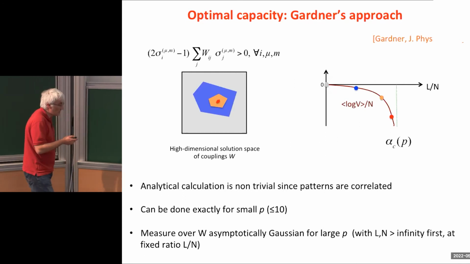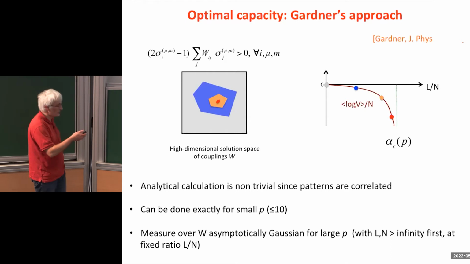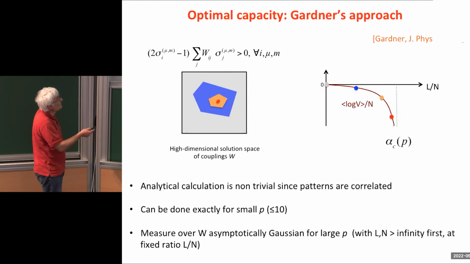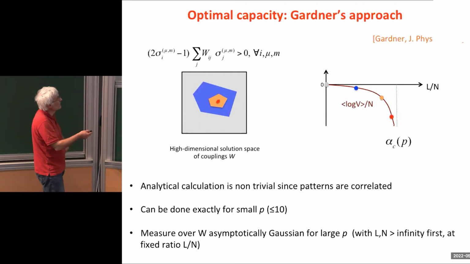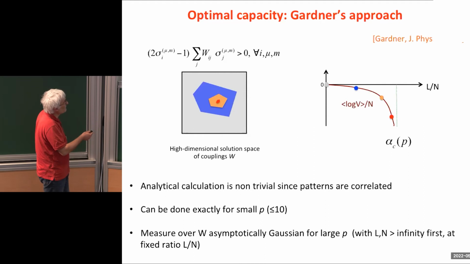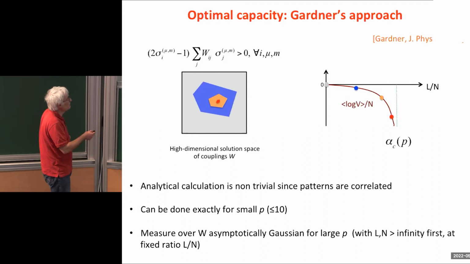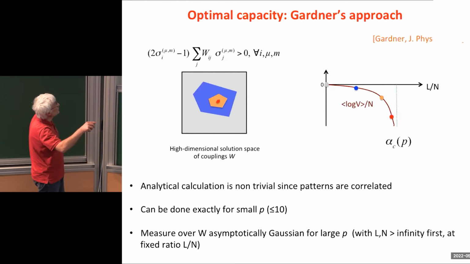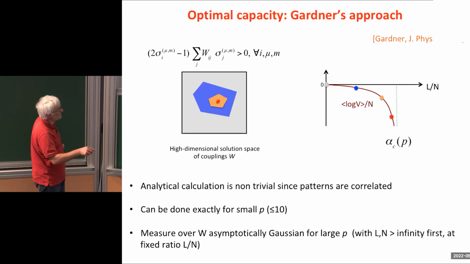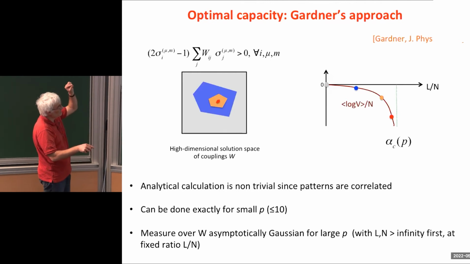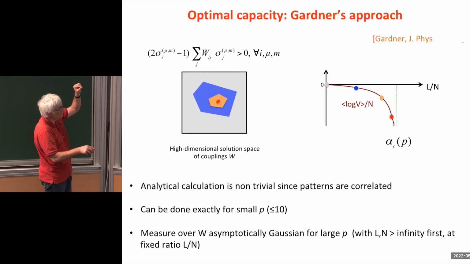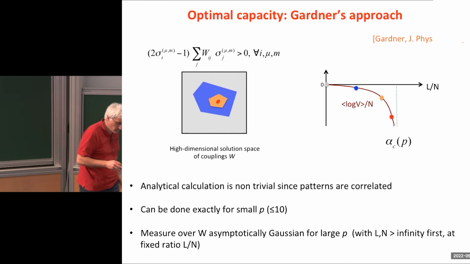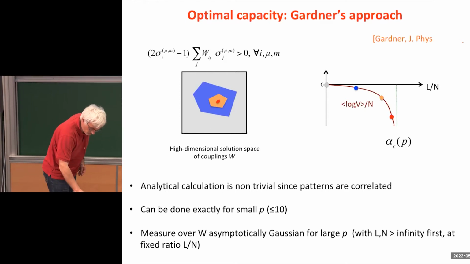So we can do this calculation. It involves p-dimensional integrals, so up to p equal 10, we can do the calculation exactly. But for large p, which is what we are interested in because we want small epsilon, we cannot do that exactly. However, we have, I think, rather solid arguments to say that we expect the measure over the weights W to become asymptotically Gaussian for large p. So what we do is first a double infinite limit: L is sent to infinity, N is sent to infinity at fixed ratio, and then we send p to infinity. In this limit, I think things become Gaussian, so we can actually solve the equation.